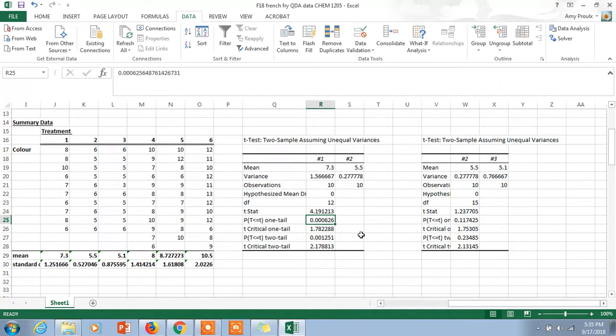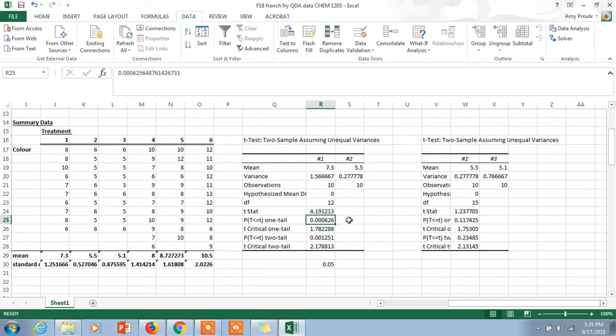So are we going to ask the question, is 1 greater than 2? Do the observers in 1 think they're seeing a darker sample than in number 2? Well, we're looking at this value here. And in general, we as a scientific community say that if it is less than 0.05, then we are confident to say they are different.